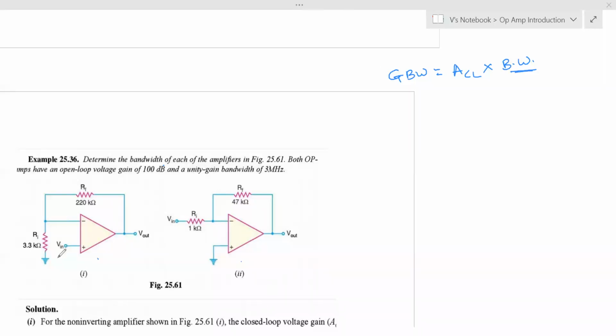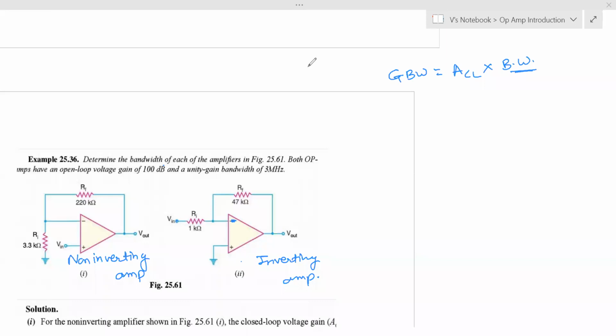Input is provided to which terminal, right? तो इनपुट कहाँ प्रोवाइड किया है? नॉन इन्वर्टिंग टर्मिनल को. So that's why this first diagram is non-inverting amplifier, right? And what is second diagram? See here, input is provided to which terminal? Inverting terminal. So second diagram is inverting amplifier, right?